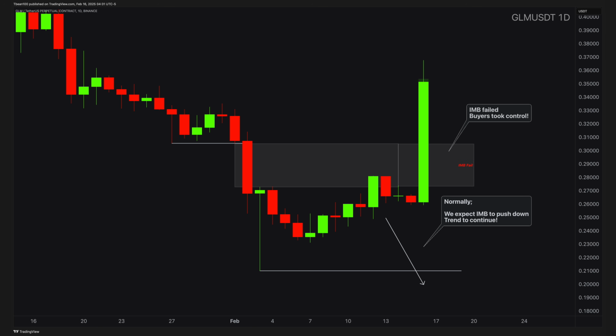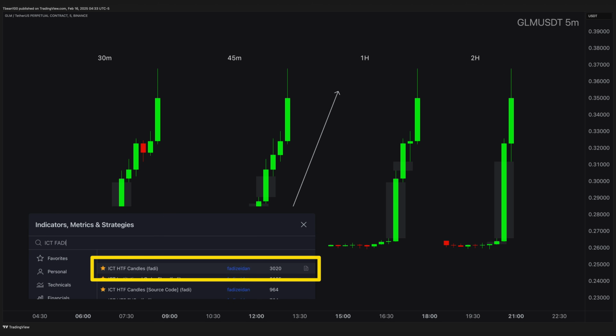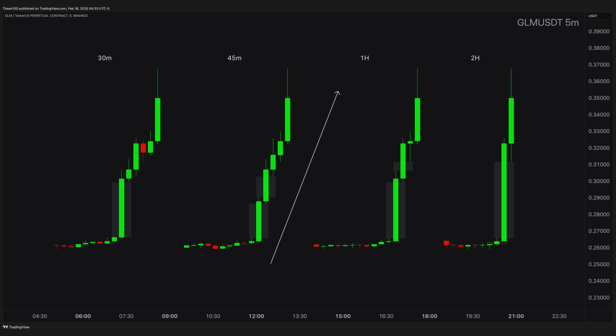Instead, the imbalance failed, and the buyers took the control back. The imbalance strongly failed, as you can see. So who is the dominant side here? It is the buyers as of today. By using the smart money indicator called ICT high time frame candles, now we can observe the price action much better in multi-time frames, as you can see. Notice the dominance of the buyers here. The significant move made the GLM coin the top gainer of today.